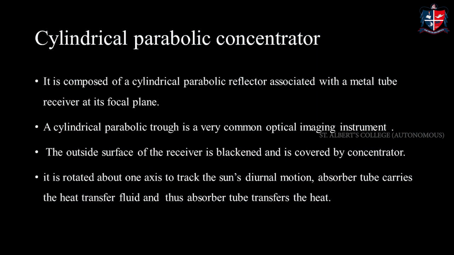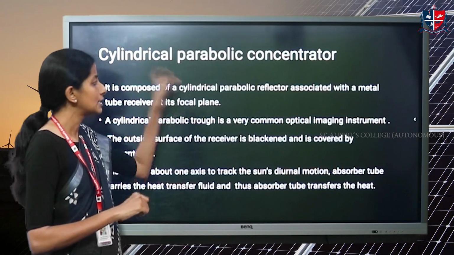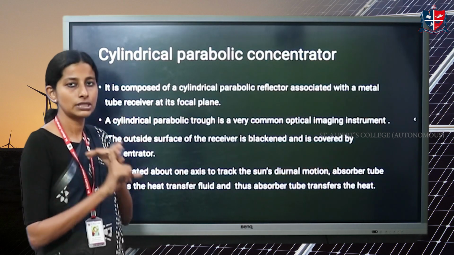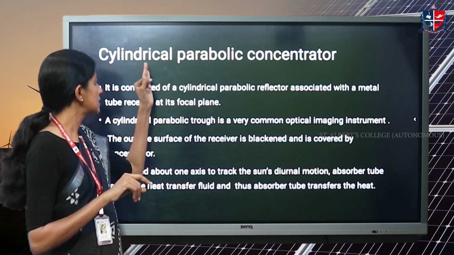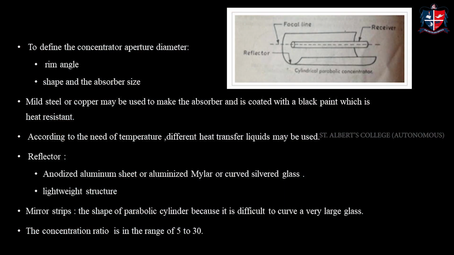That is the first type of single axis tracking solar concentrator. Then we have the second type, which is the cylindrical parabolic. We are only dealing with the three types. One is fixed mirror, second is the cylindrical parabolic, third one is linear Fresnel. Okay, so cylindrical parabolic also, it is very easy to explain with this diagram.